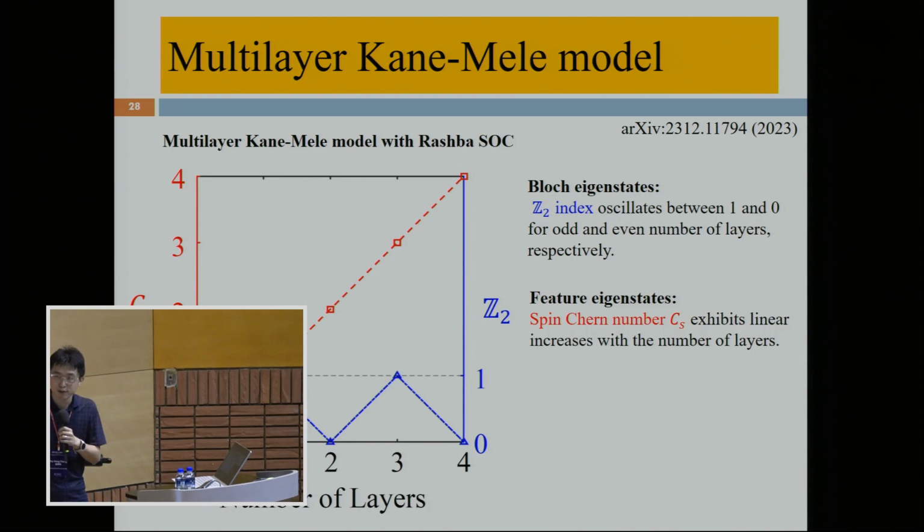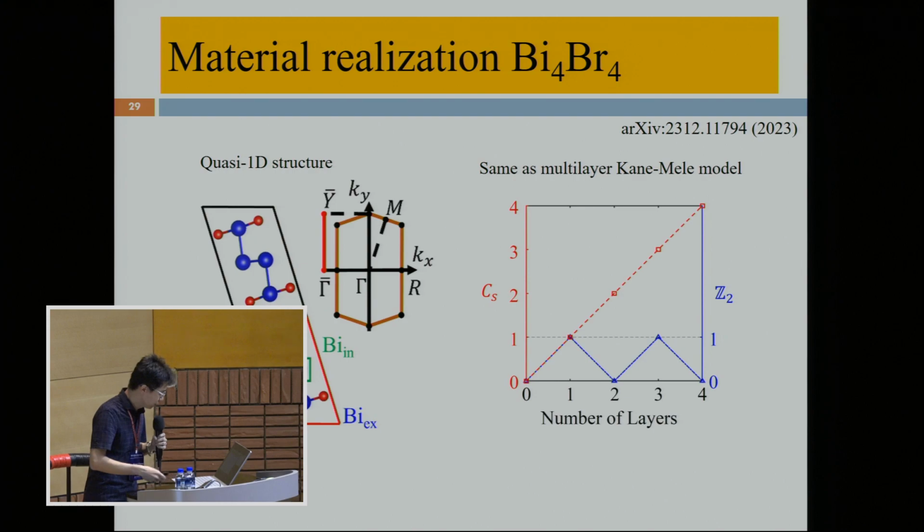may achieve the high spin-Chern number state in the framework of the feature spectrum topology. If we follow the typical process that calculates the topological invariant number from the Bloch wave function, we may not see this behavior. And this prediction may be realized in a multilayer Bi4Br4 system. Bi4Br4 is a quasi one-dimensional system, so it is relatively simple to control the number of layers in experiments.